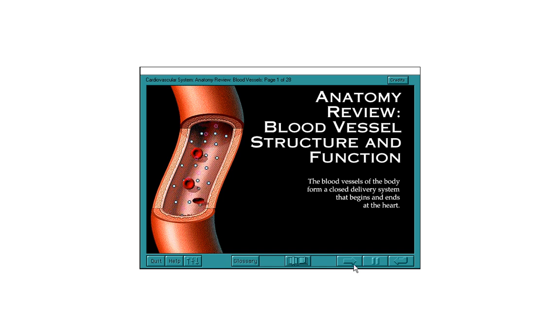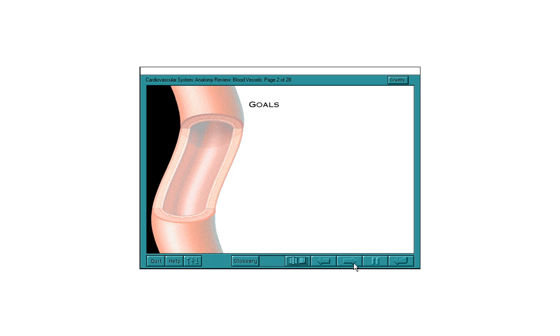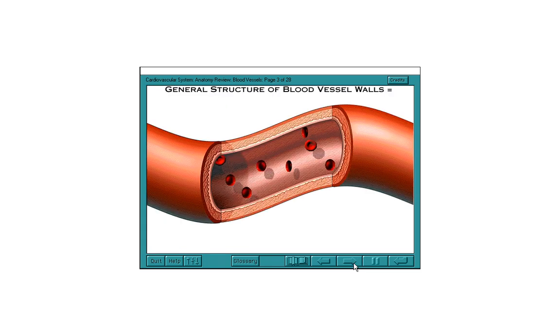The blood vessels of the body. Let's look at the general structure of blood vessel walls. The walls of all blood vessels, except the very smallest, are composed of 3 distinct layers or tunics. The tunics surround the central blood-containing space within the blood vessel, the lumen.